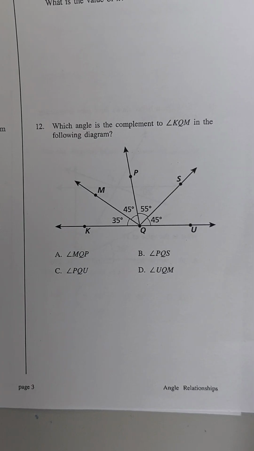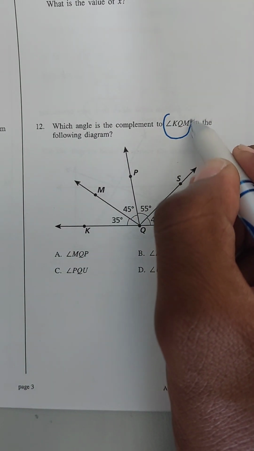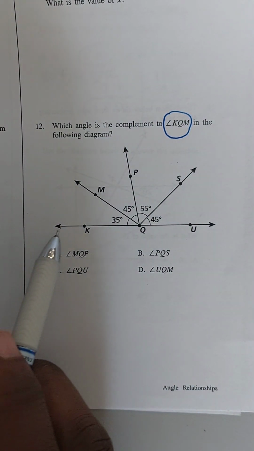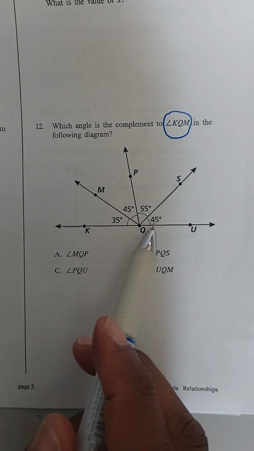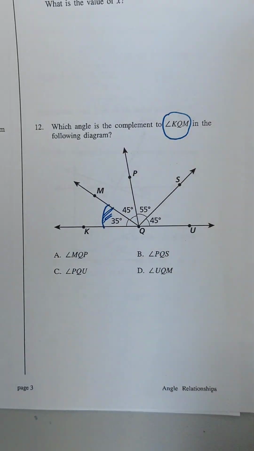Which angle is the complement to angle KQM? So the first thing is to look for the angle KQM. This is how to look for it. You start on K, go to Q, and then go to M. So this is the angle KQM, 35 degrees.